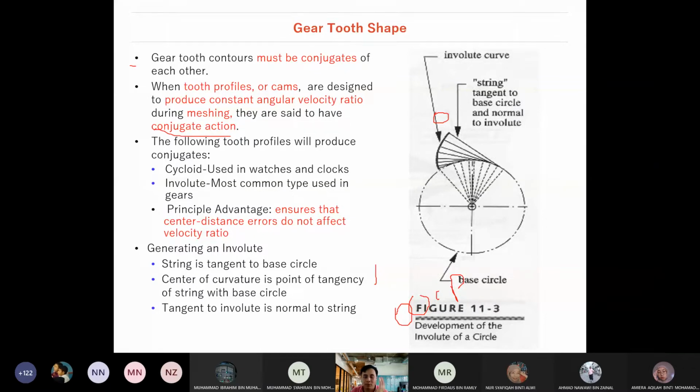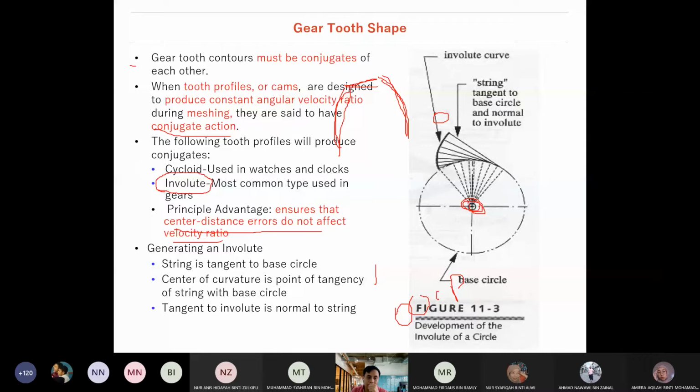That's why awak punya teeth itu is not really straight, there's a curve, and this profile we call the involute. Macam ni, katalah this is the teeth gear. Ini kita panggil dia involute punya profile, teeth. So what is the advantage? It ensures that center distance error does not affect velocity ratio. Kadang-kadang kat sini dia ada clearance, kalau awak masuk shaft ataupun bearing, so that it can produce a very constant velocity ratio.